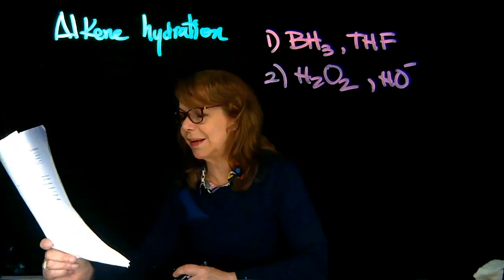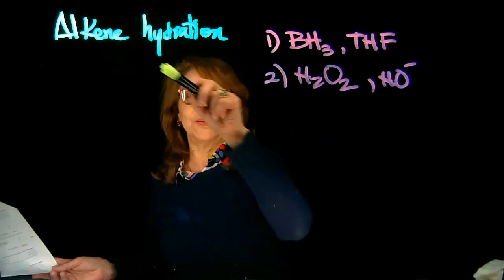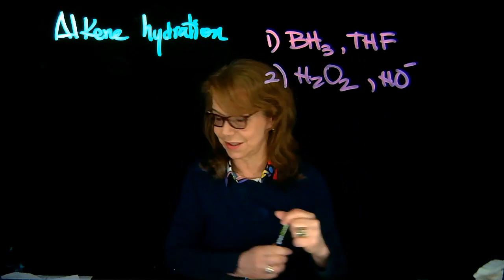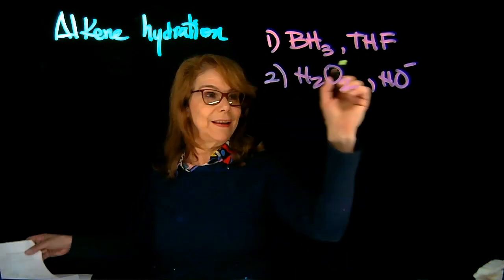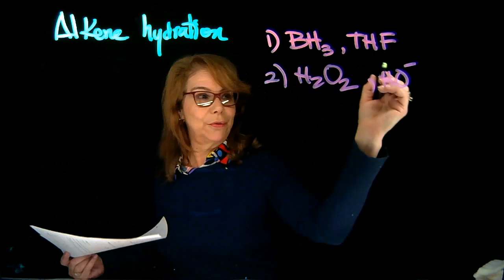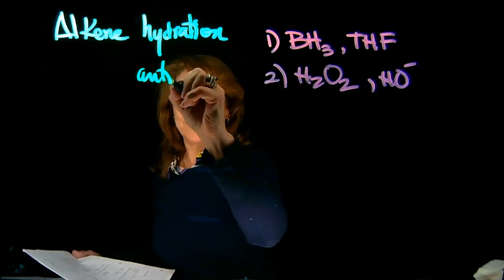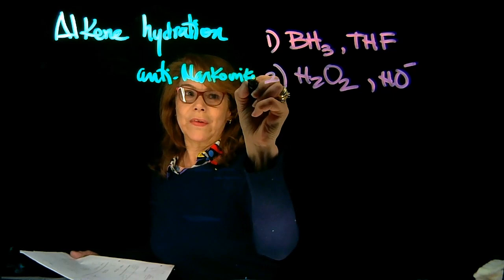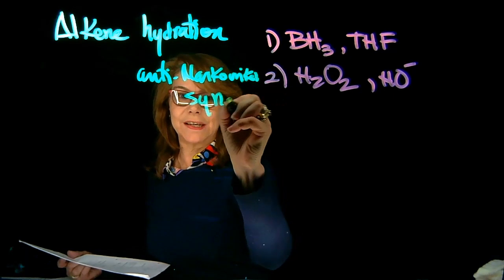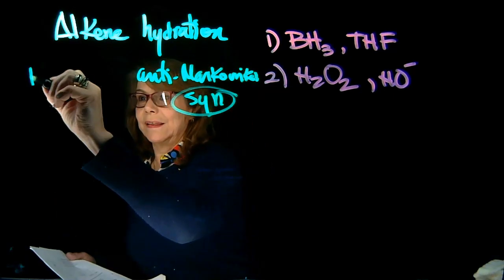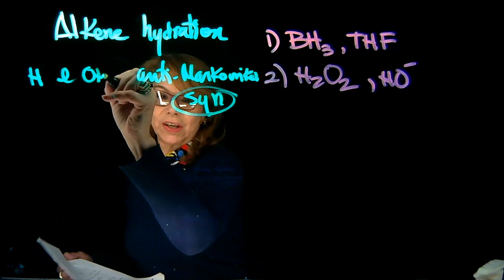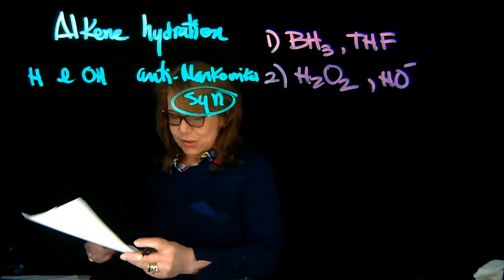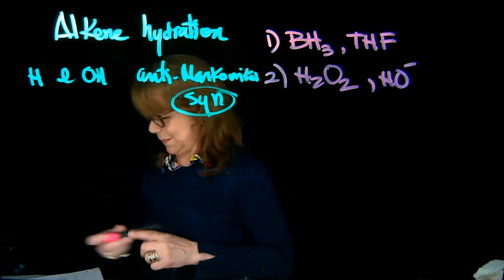We're going to do another example of a hydration reaction of an alkene using hydroboration-oxidation. Let's remember that this goes anti-Markovnikov, and this is also a syn addition, meaning that the H and the OH that you're adding across the double bond are added to the same side. So let's do one problem here.